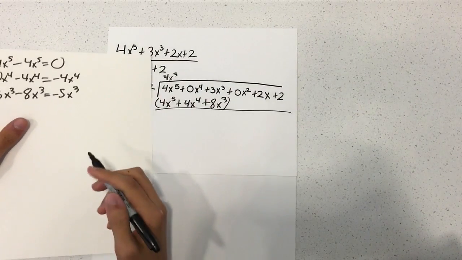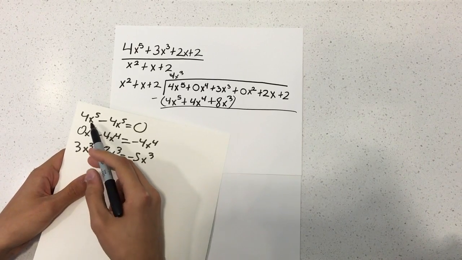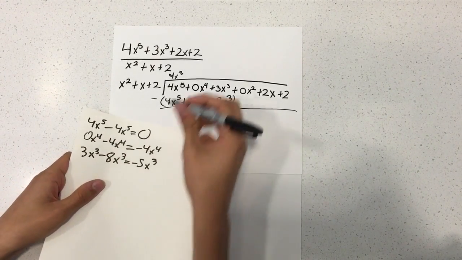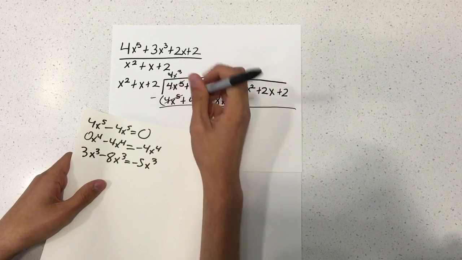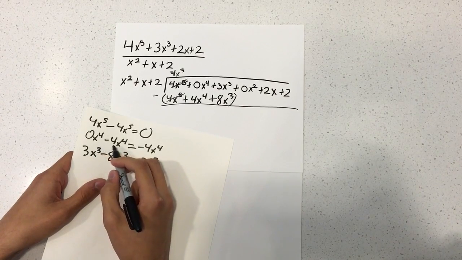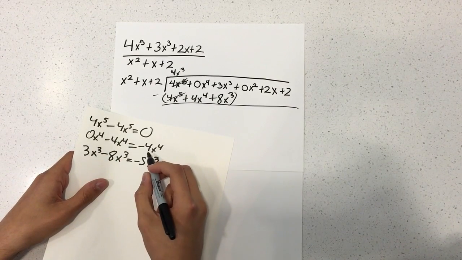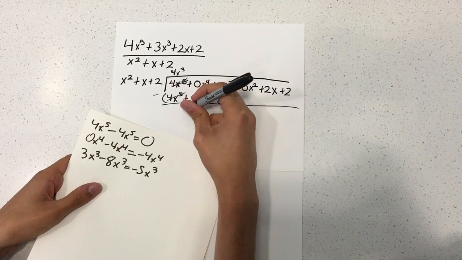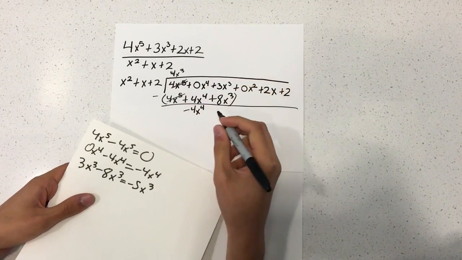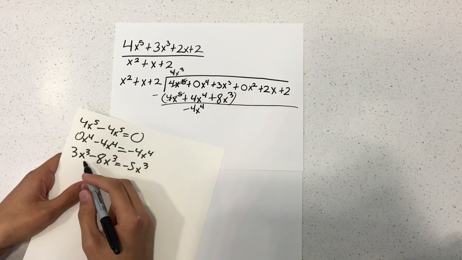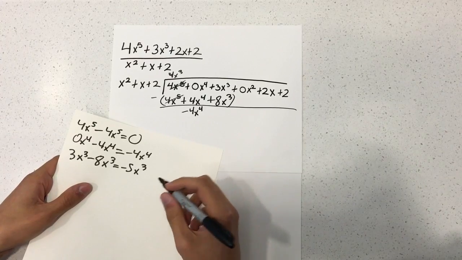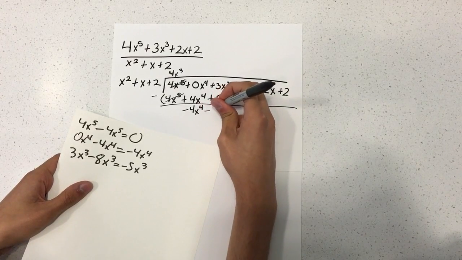We look over here and we see 4x^5 minus 4x^5 gives us 0. So these two cancel out. Then we take a look at 0x^4 minus 4x^4. We get negative 4x^4. So we place that here. Then we look at 3x^3 minus 8x^3, and we get negative 5x^3. Then we place that right here.